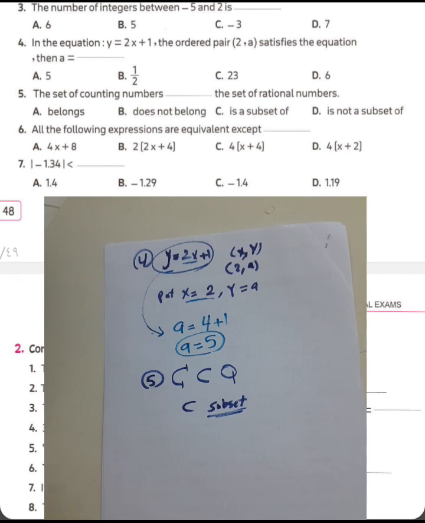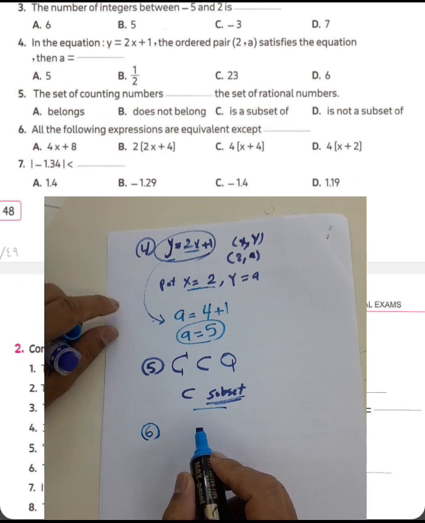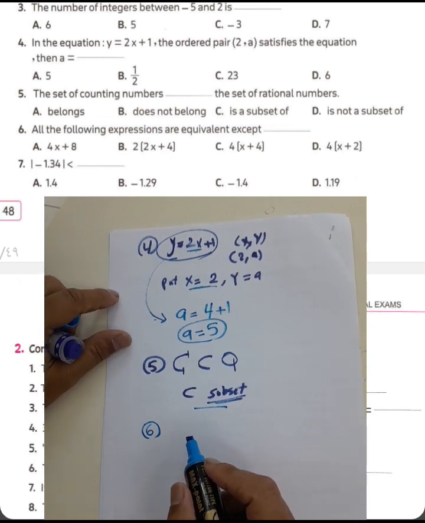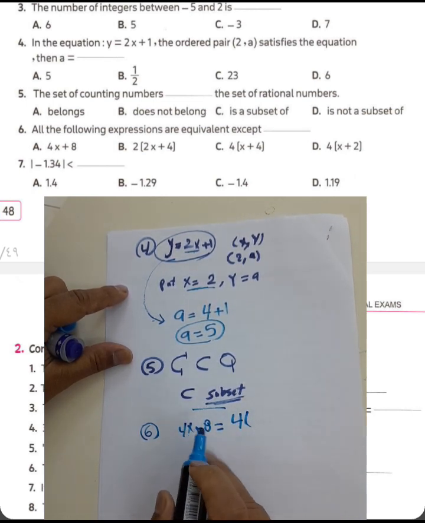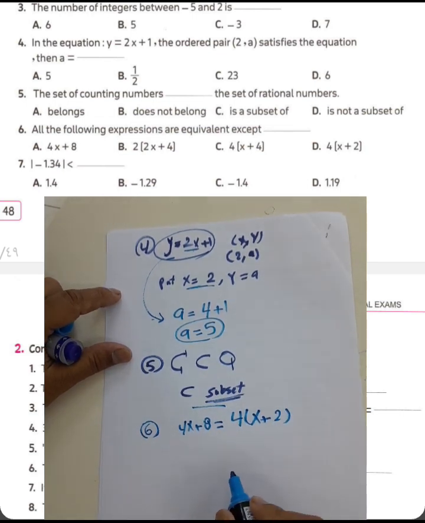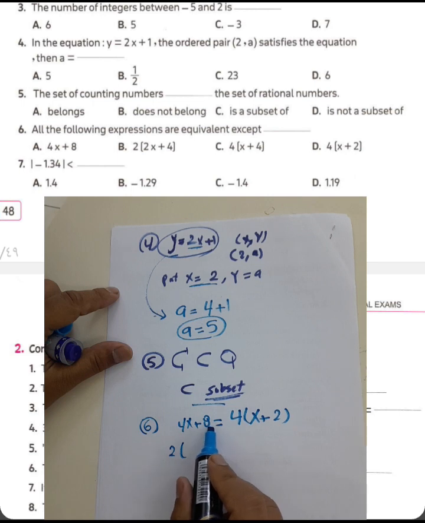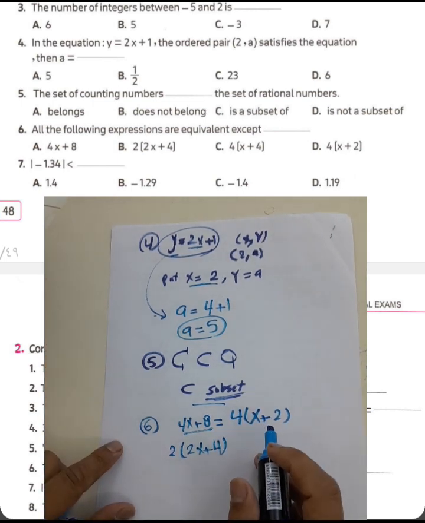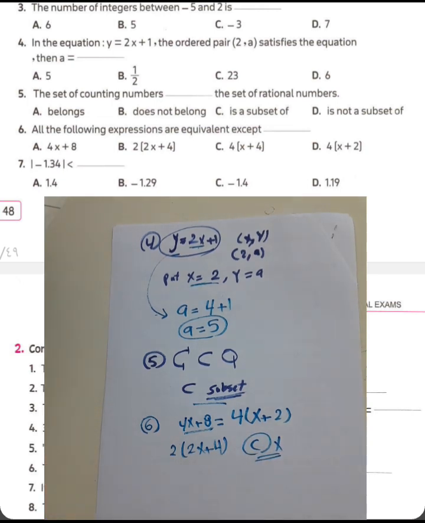Question number 6. All the following expressions are equivalent except what? We have 4x plus 8. We can write 4 outside, the highest common factor between the two terms, and 4x divided by 4 equals x, and 8 divided by 4 equals 2. And we can write 2 outside between the two terms in the expression. It will be 2x plus 4. So the wrong one, choose letter C. Letter C, it's wrong.